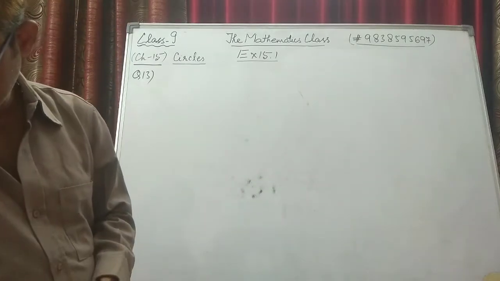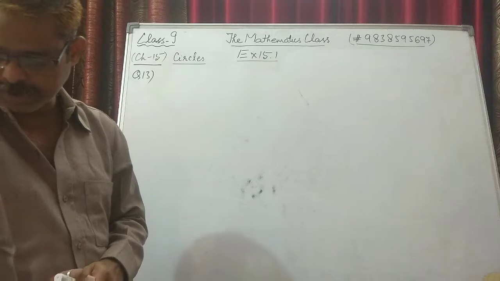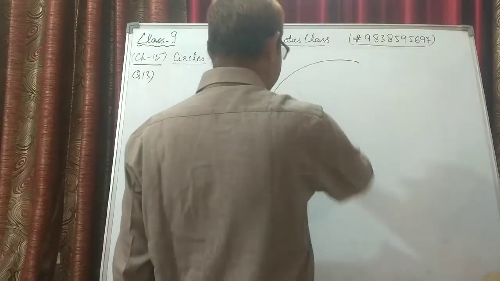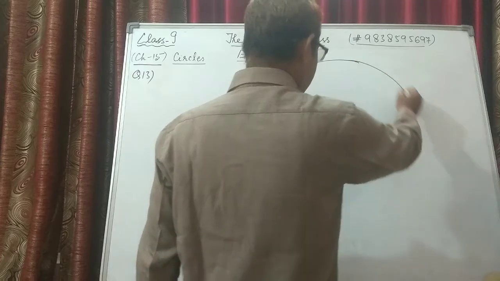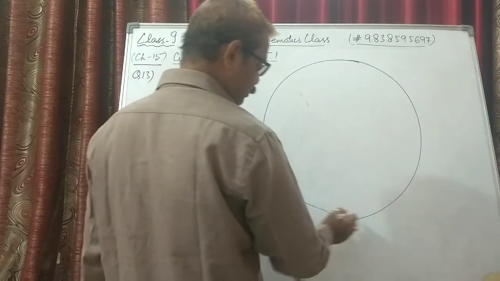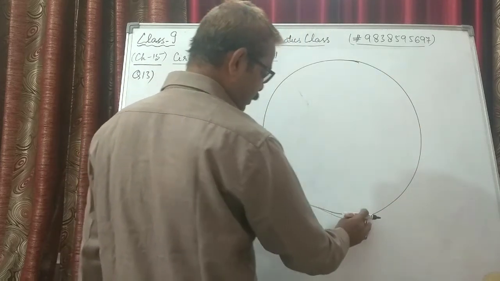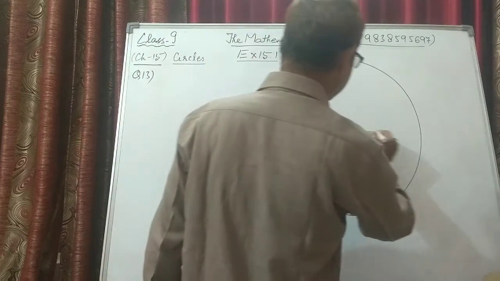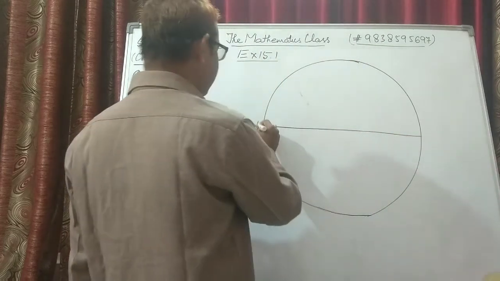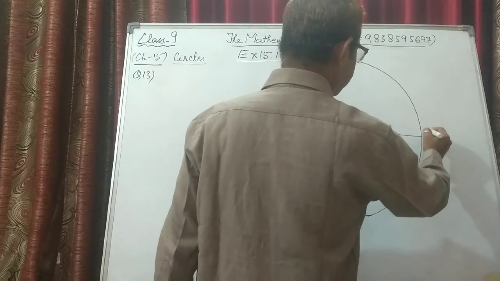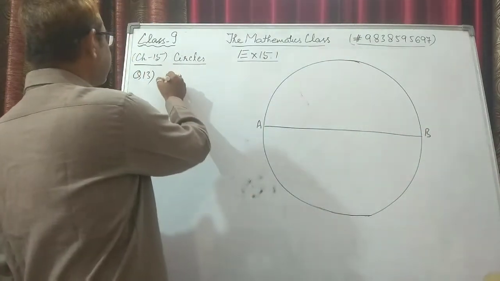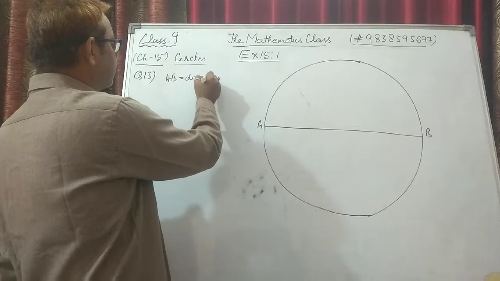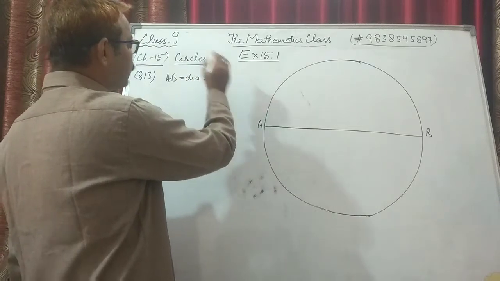A rectangle with one side of length 4 cm is inscribed in a circle of diameter 5 cm. It means there is a circle given to us whose diameter is, let's say, 5 centimeters. So I'm drawing the diameter. This is the diameter AB. AB is diameter and that is 5 centimeters given.